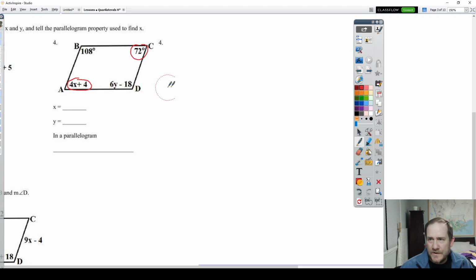So you know that to solve for x, you'll take the 4x plus 4, just set it equal to 72. And we'll solve by subtracting 4 from both sides. We'll get 68, then we'll divide by 4, and we'll get what? 4 goes in once, 2 left over, 7, so 17.